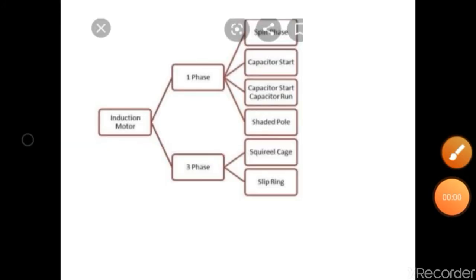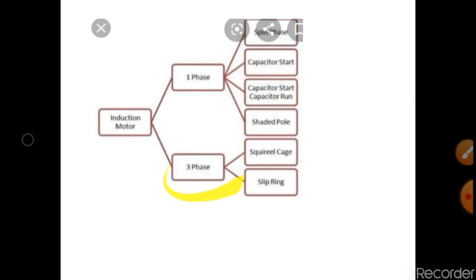The next one is the capacitor start, capacitor run induction motor. These are used in pumping equipment, refrigeration, and air compressors. The next one is the shaded pole induction motor. These are used in exhaust fans, hair dryers, and table fans.